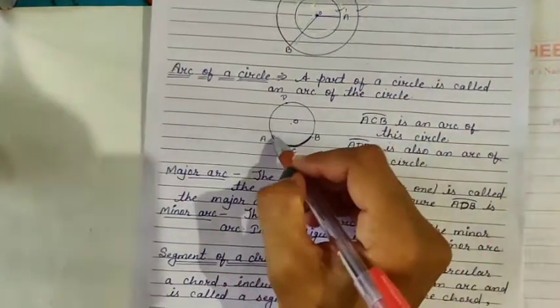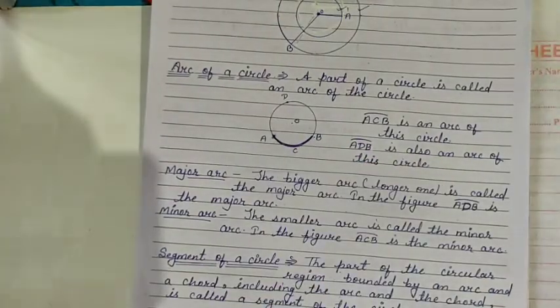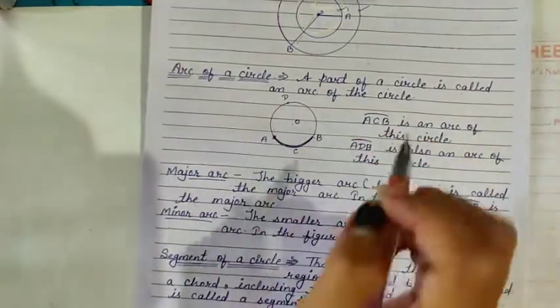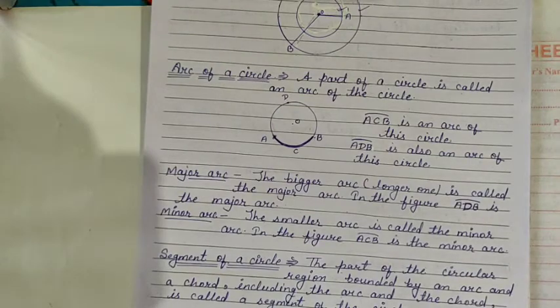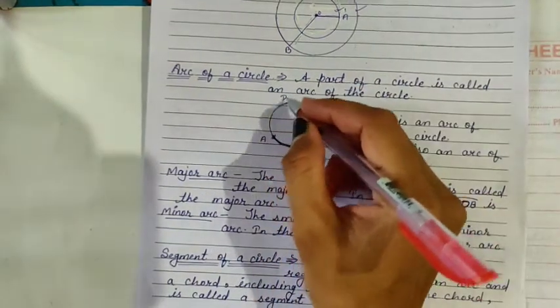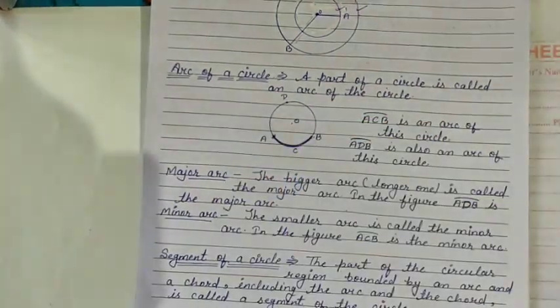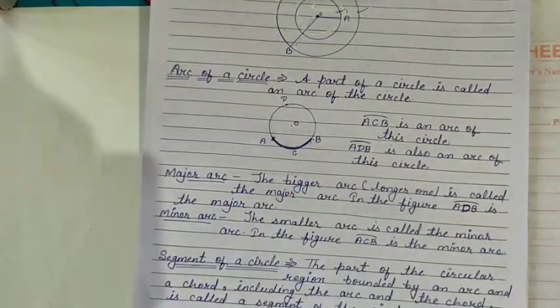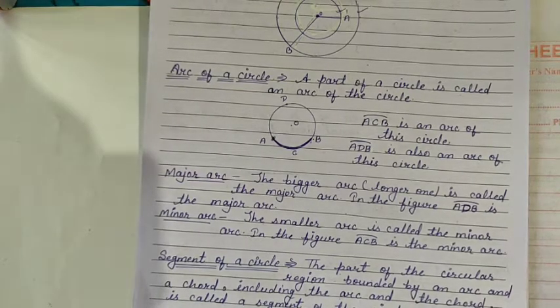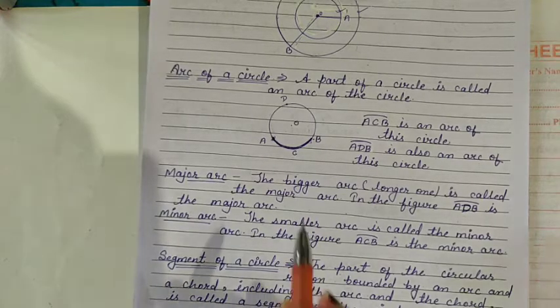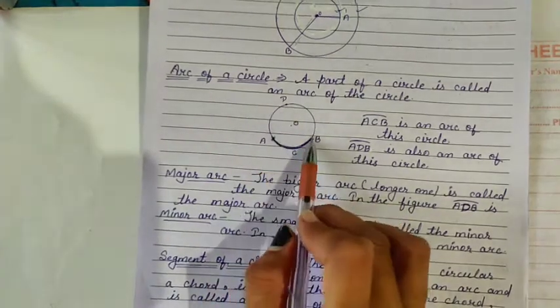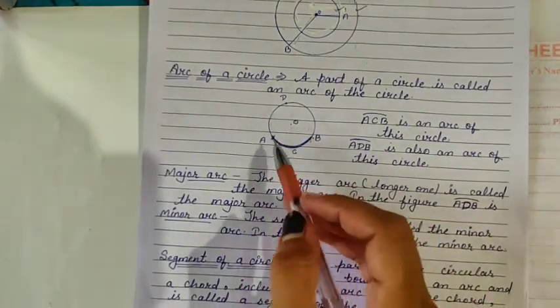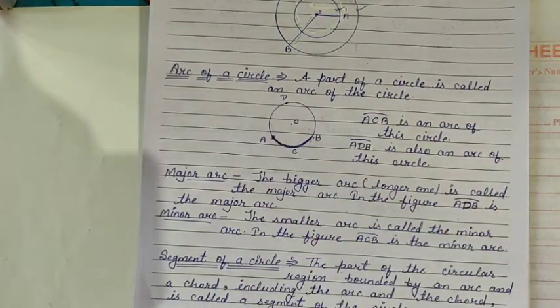Now, major arc and minor arc. The bigger arc is called the major arc, and in this figure the bigger arc is ADB, so this is called the major arc, and the smaller arc ACB is called the minor arc. The bigger or longer one is called the major arc, and the smaller arc is called the minor arc. In this diagram, ADB is the major arc and ACB is the minor arc.